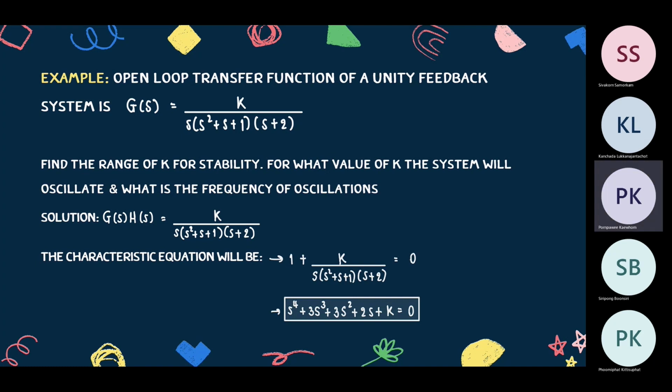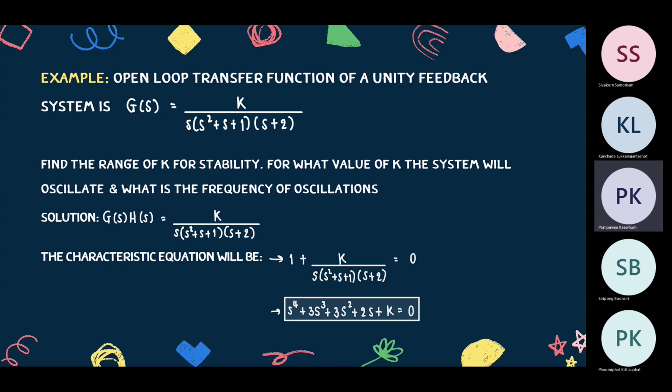Let's see the example. The open loop transfer function of a unity feedback system is G(s) equals k over s multiplied by (s power 2 plus s plus 1) and then multiplied by (s plus 2). Find the range of k for stability, for what value of k that system will oscillate, and what is the frequency of oscillations. For the solution, we can use the formula as shown in the slide.